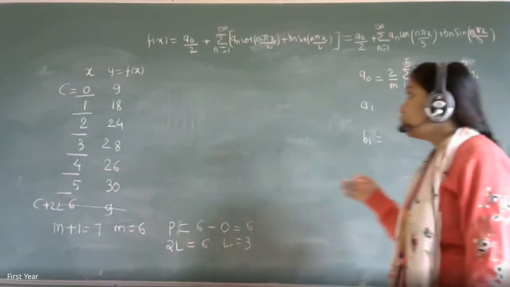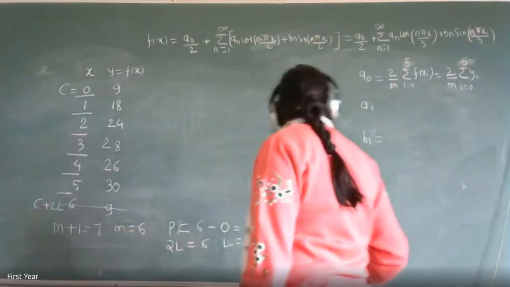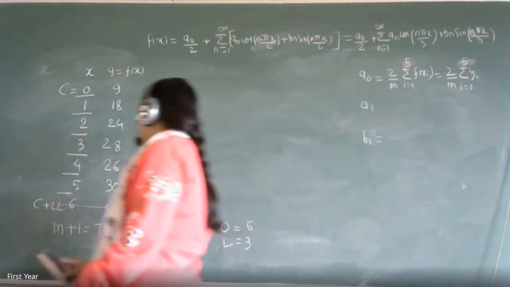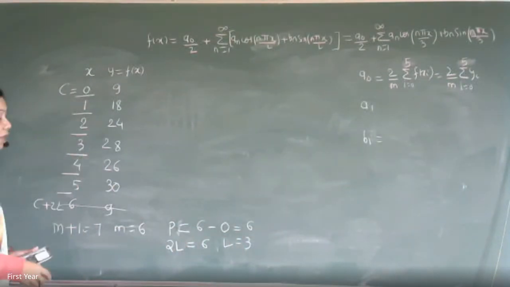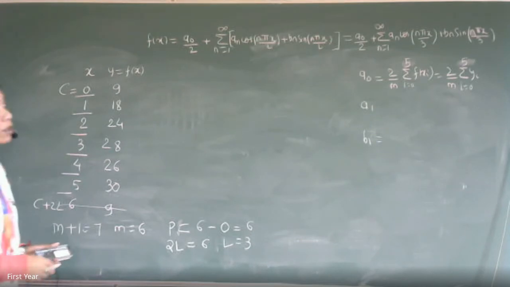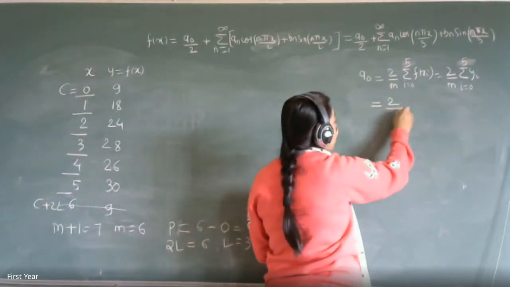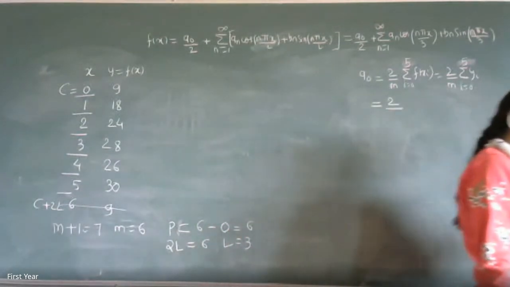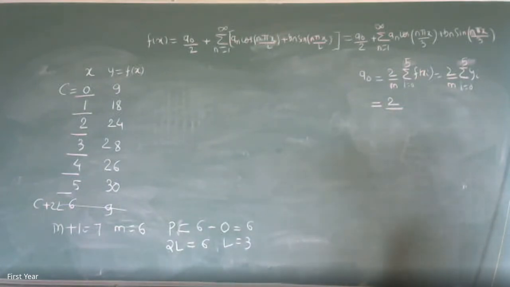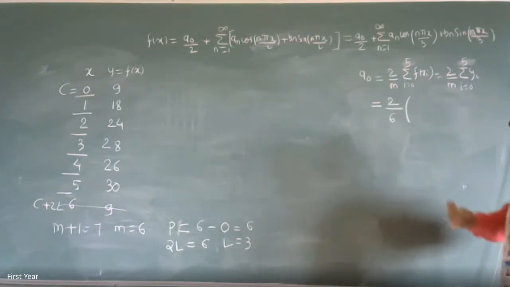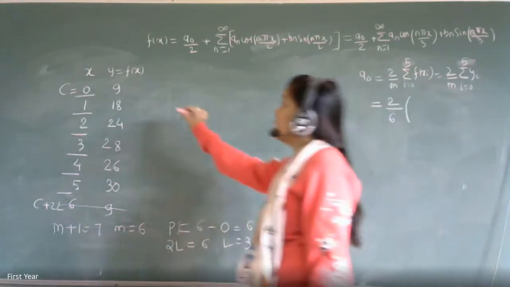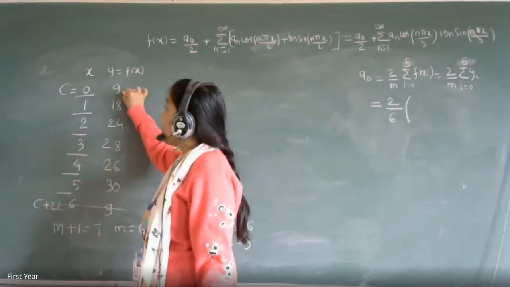So after this, do you have to make any different column for that? If I want to find the value of a0, what's the value of a0? It is 2 by m summation of y. What is m? We said m is the number of equal parts. How many equal parts are there? 6. So it is 2 by 6 into summation of y. So this is y0, this is y.